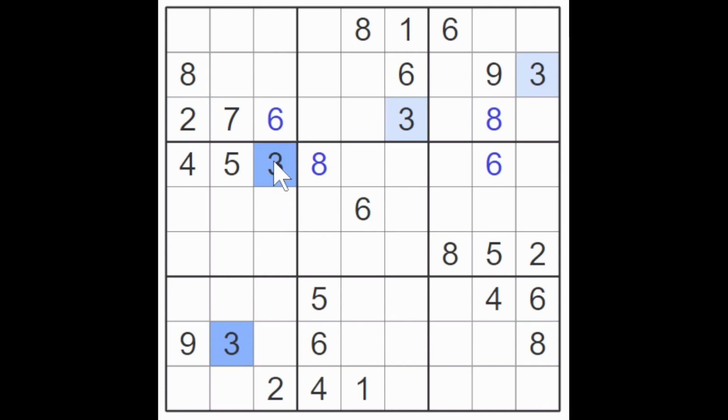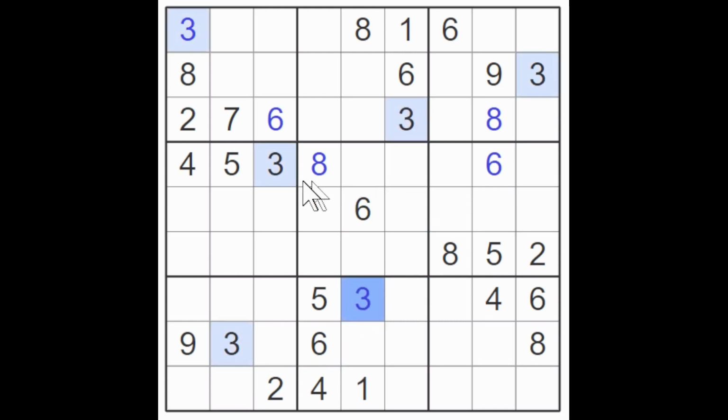This 3 and this 3 puts a 3 up here, of course. And this 3 and this 3 will end up landing a 3 in one of these cells here, okay? This 3 blocks these cells here. Therefore, one of these cells will have to be a 3, and it cannot be this one because of the 3 here. So this is a 3.